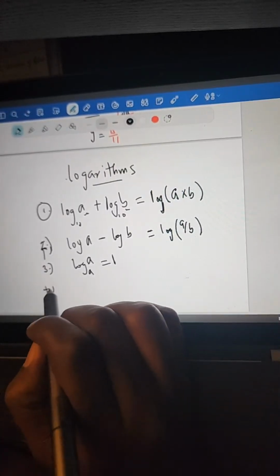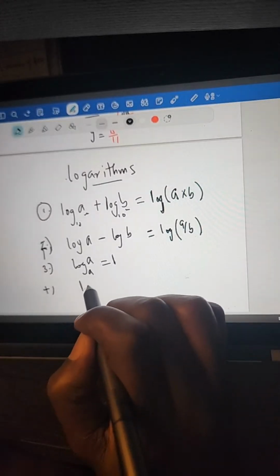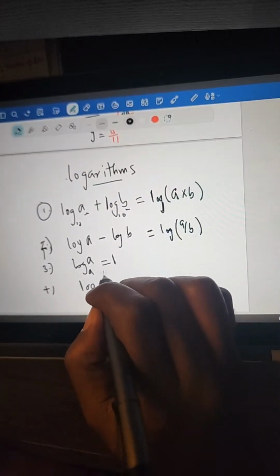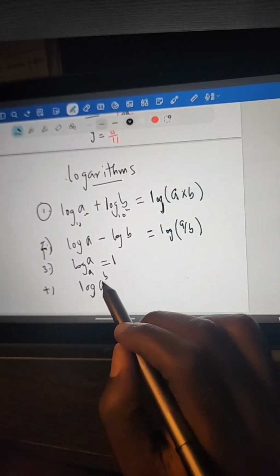And the fourth one here is when you have log A to the power of B. So you can see that this is having a power.